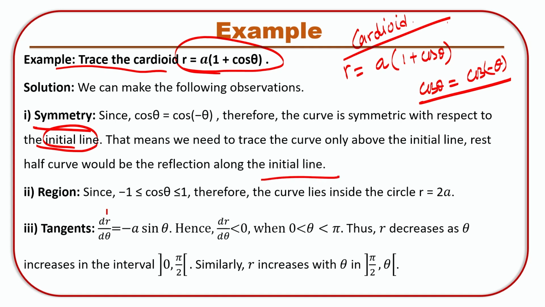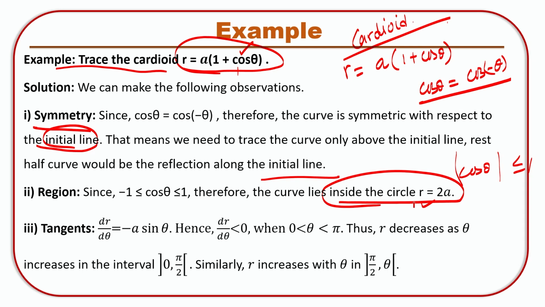Region: cos theta has values between minus 1 and plus 1. Cos theta lies between minus 1 and 1, right? Therefore, the curve lies inside the circle r equal to 2a. See here, what is the maximum value? When cos theta is equal to 1, r is a plus a, equal to 2a. So the maximum value is r equal to 2a.